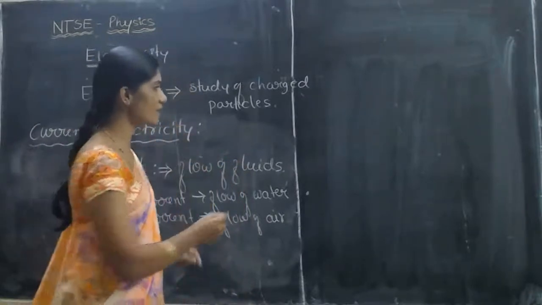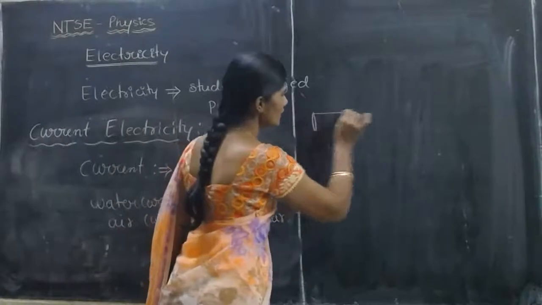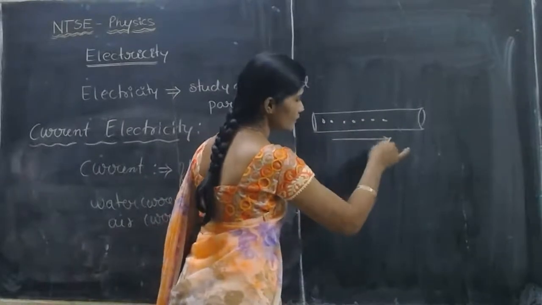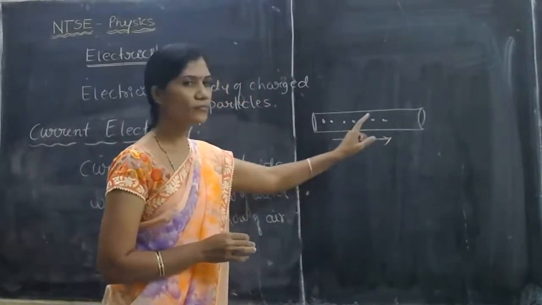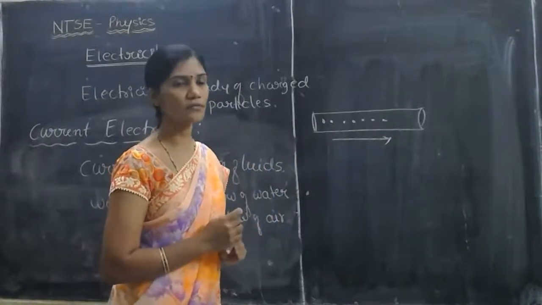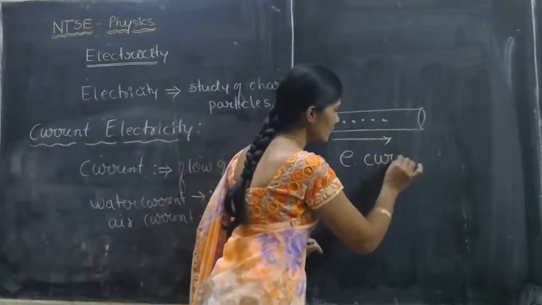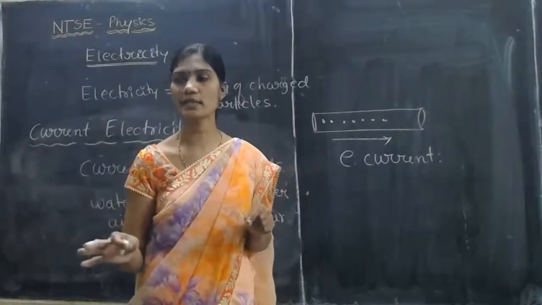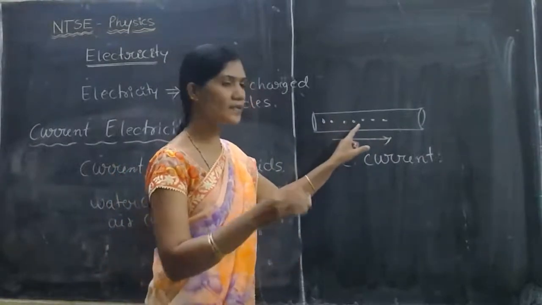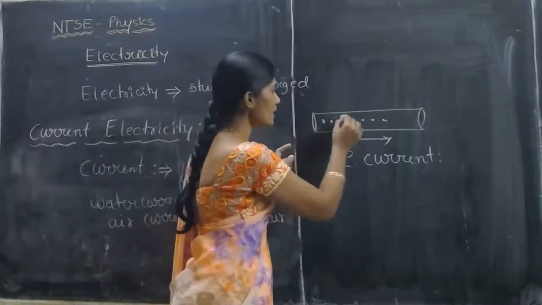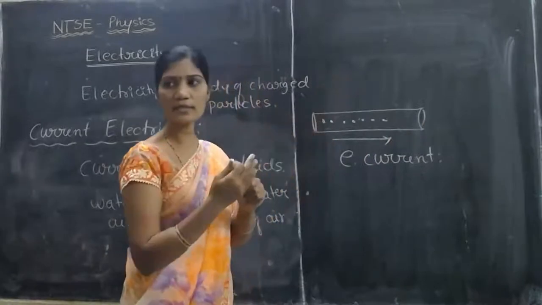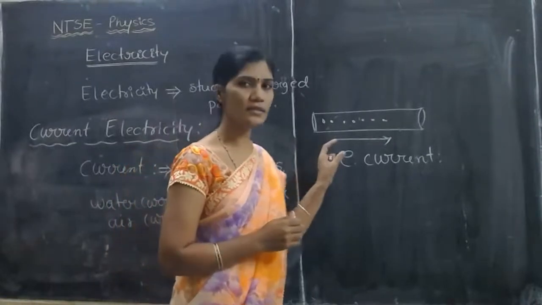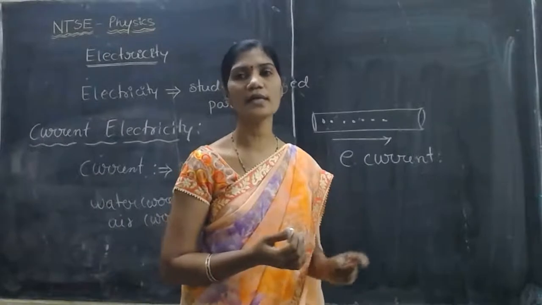Similarly, when charged particles start to move in a definite direction in a piece of metal, this flow of charged particles, usually electrons in the case of a metal, is called electric current. So, electric current is the flow of charged particles in one definite direction. That is very important. Within that area they may be moving randomly, but when we consider all together, they are moving in one definite direction. That's why electric current is the flow of charged particles in one definite direction.